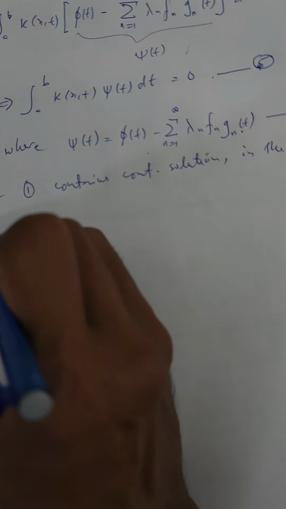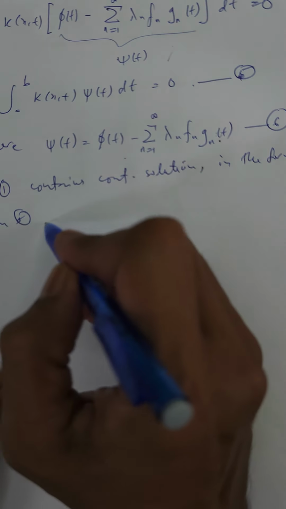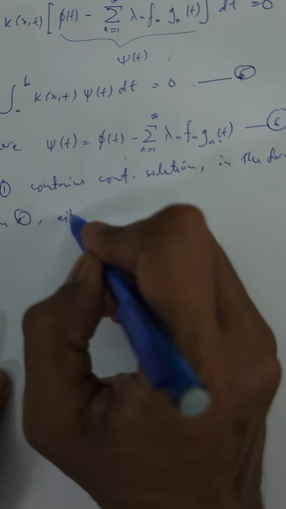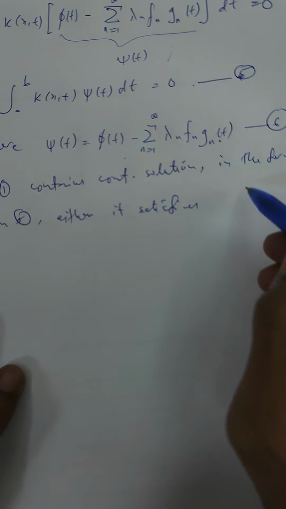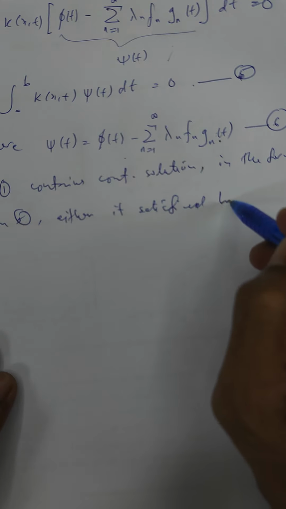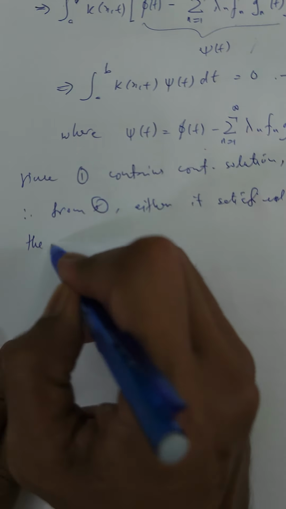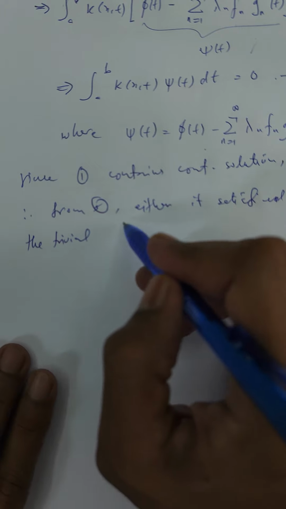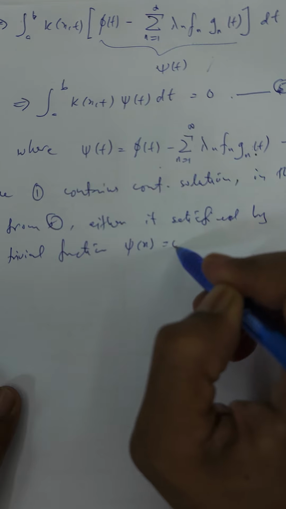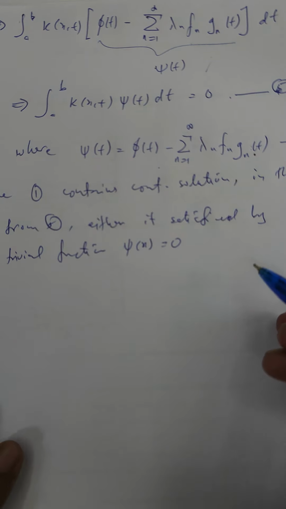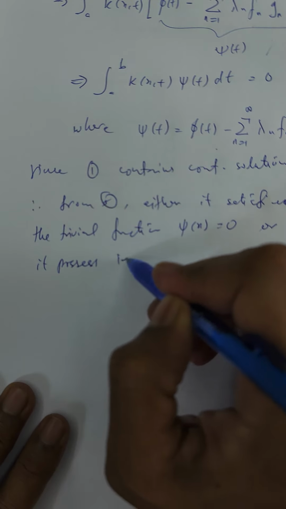Therefore, we can say that from 5, either it is satisfied by the trivial solution, satisfied by the trivial function phi x equal to 0, or it possesses infinitely many solutions.